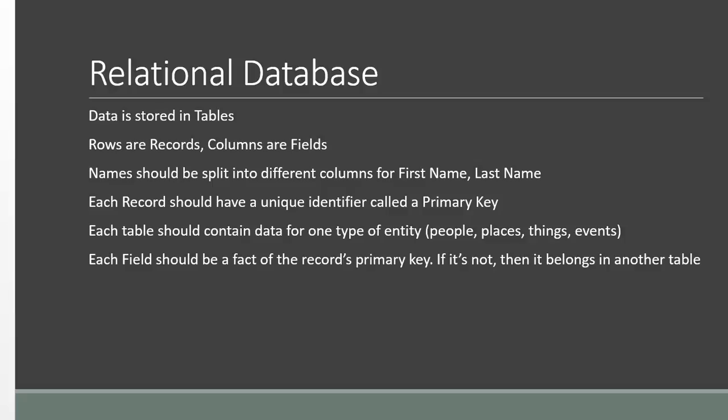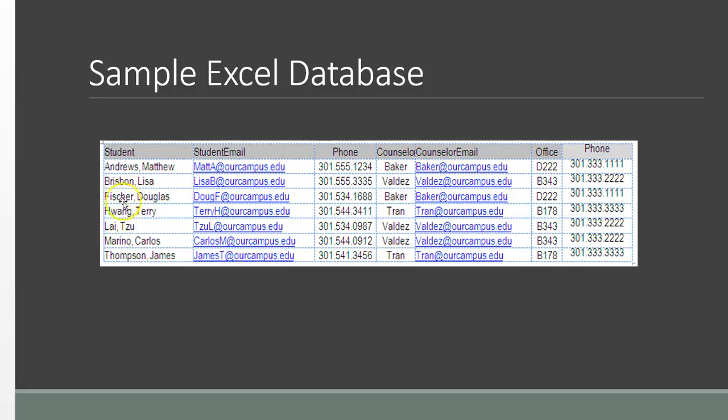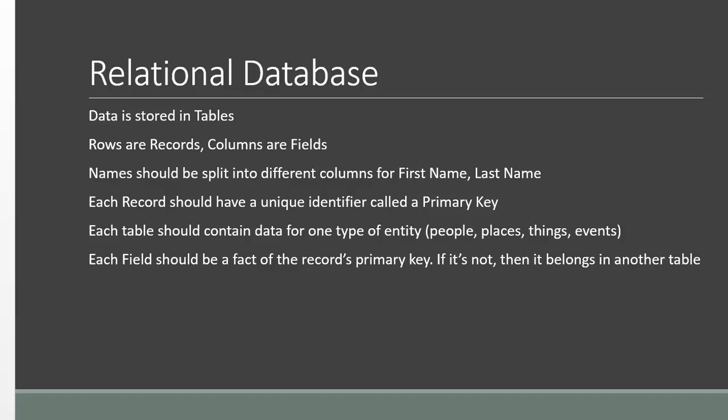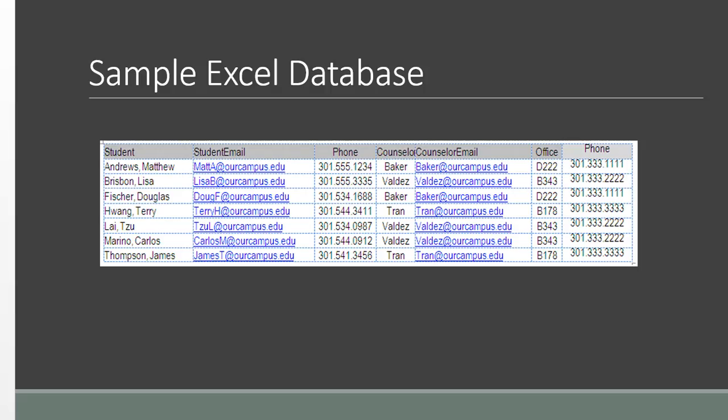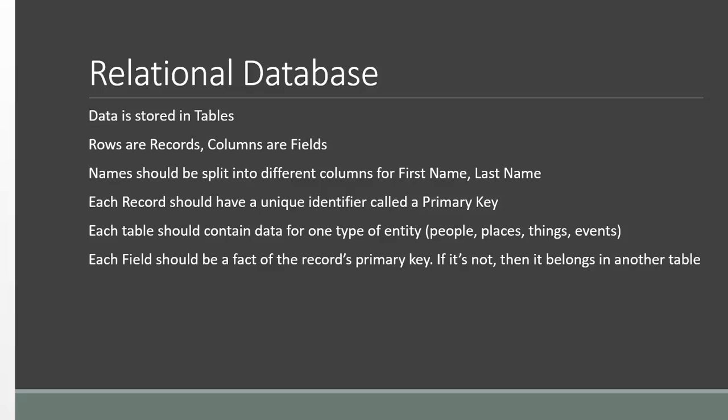Some of the rules are that names should be split into different columns for first name and last name. So you can see in the previous example that column number 1 should be really split into 2, first name and last name. Also, each record, remember a row is a record, should have a unique identifier which is called a primary key. So in the previous example, there is no identifier. You might think of an identifier as like a social security number or a student ID, which all of you have here at Russell Sage College. Something that uniquely identifies each record.